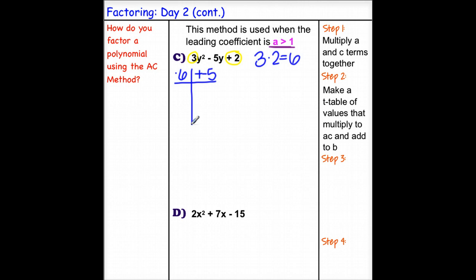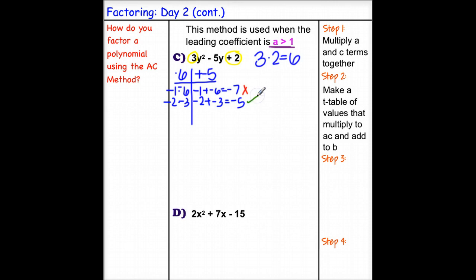So starting with negative 1 times negative 6, when I add negative 1 plus negative 6, I get negative 7, which doesn't work. So we're going to try another route. The next one I think of is negative 2 times negative 3. And when I take negative 2 plus negative 3, I get negative 5, which is exactly what we're looking for.